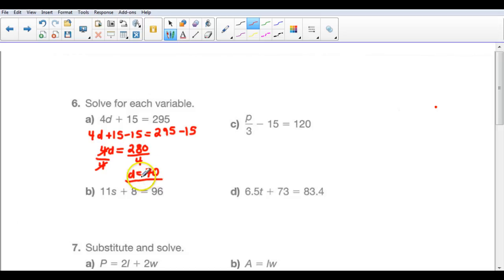So you can bring that answer of d equals 70 back up into here, substitute it in. 4 times 70, okay, is 280 plus 15 equals 295. That's one way that you can check it.